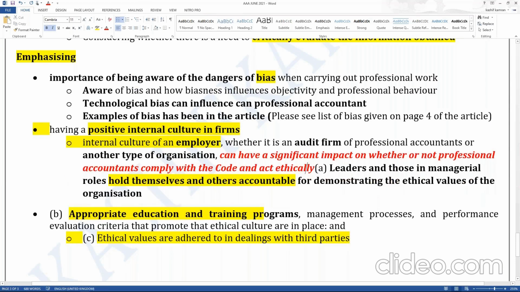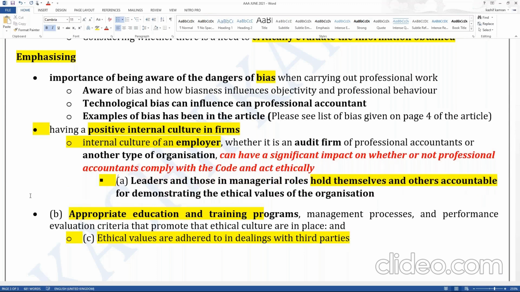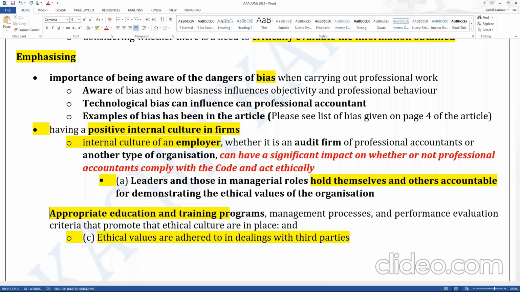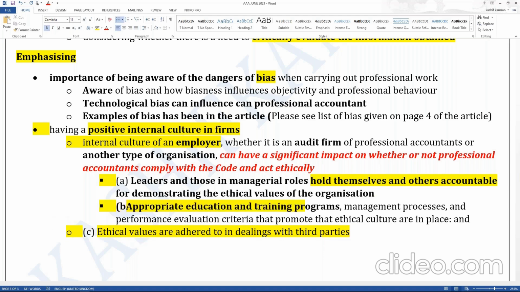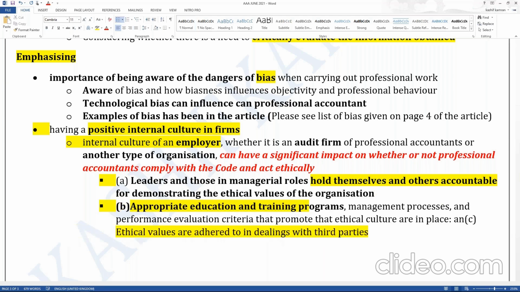Number one, leaders and those in the managerial role should hold themselves accountable for demonstrating the ethical values. Number two, there should be appropriate education and training in the organization. And number C, you should follow the ethical principles when you are dealing with the third parties.